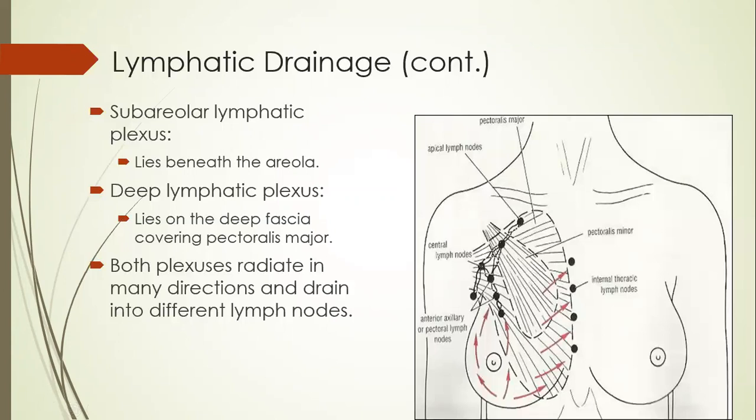Okay. The subareolar plexus, which is around the nipple and the areola, lies beneath the areola, and there is a deep lymphatic plexus lying on the deep fascia covering the pectoralis major. So they will be draining into the subareolar plexus as well as the deep lymphatics. Both plexuses radiate in many directions and drain into different groups of lymph nodes. As we saw, it can go to the axillary group, it can go to the internal thoracic group, and from there to the opposite breast, and it can also drain into the abdomen.